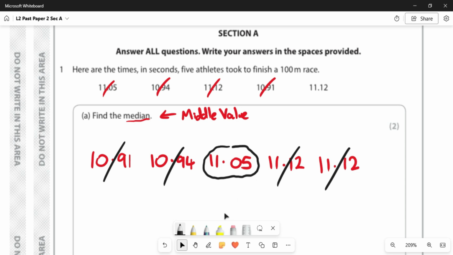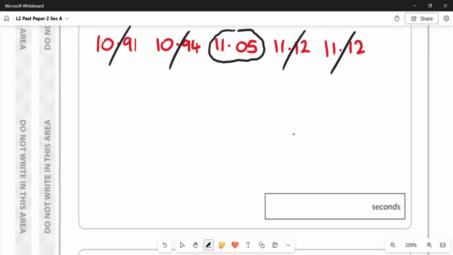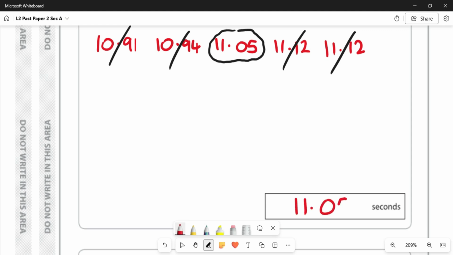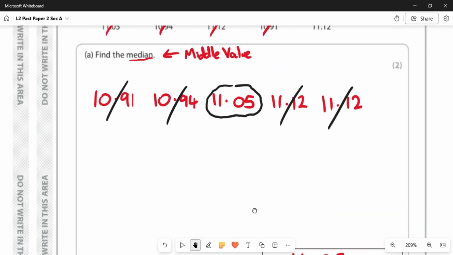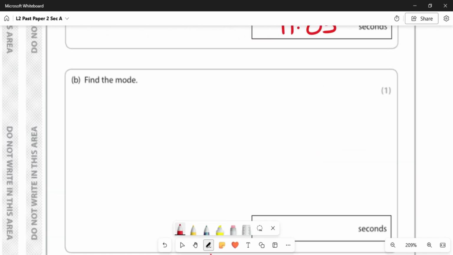Let's put that in the answer box right there. There you go. So yeah, obviously 1 mark for your working, 1 mark for your answer. Part B says find the mode.